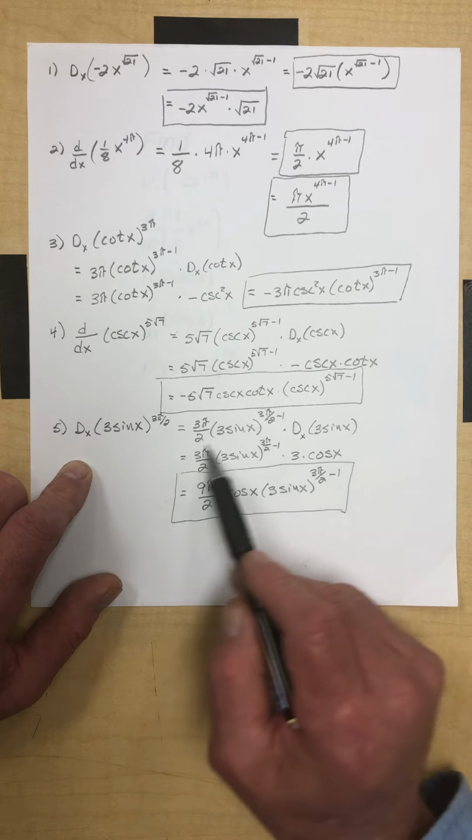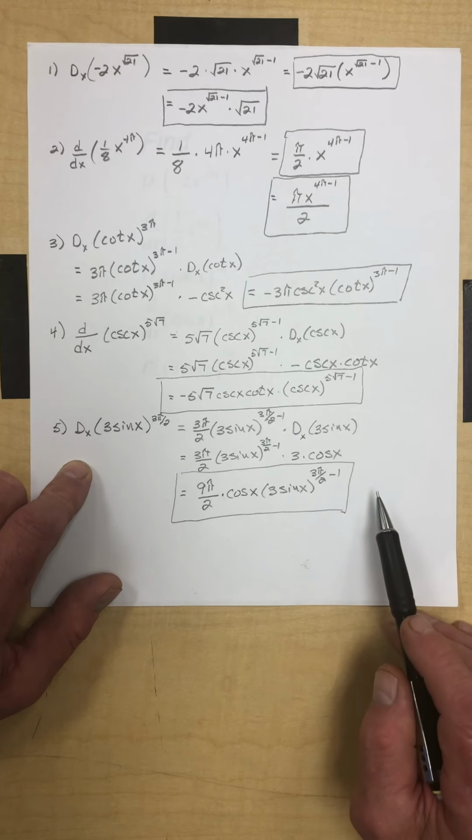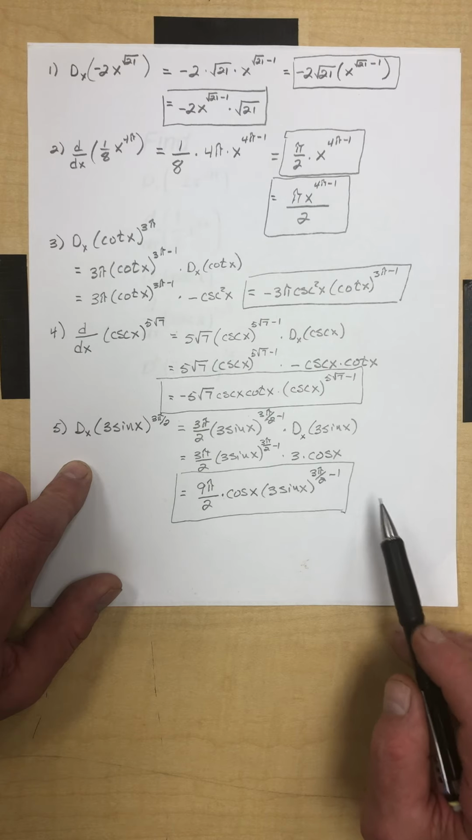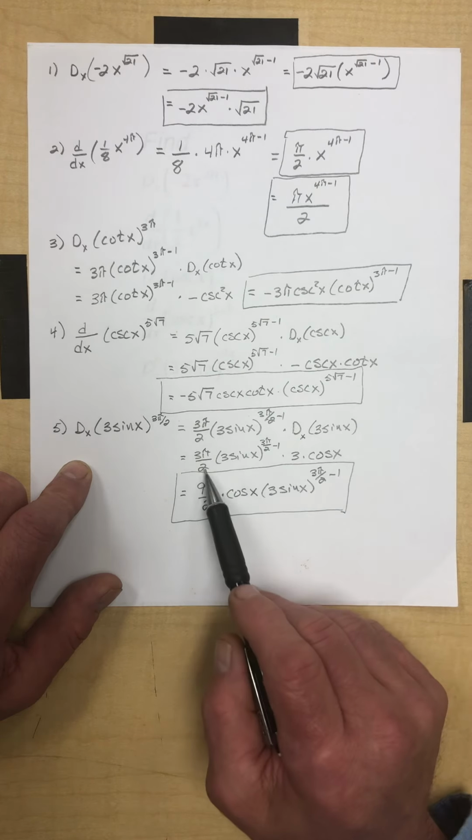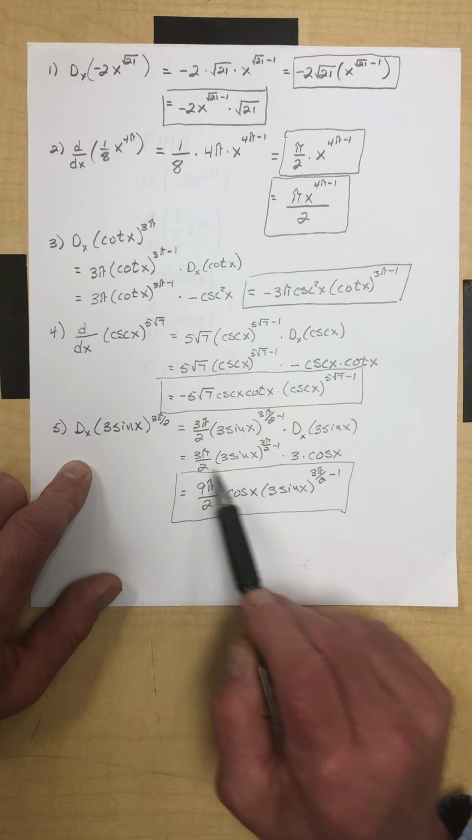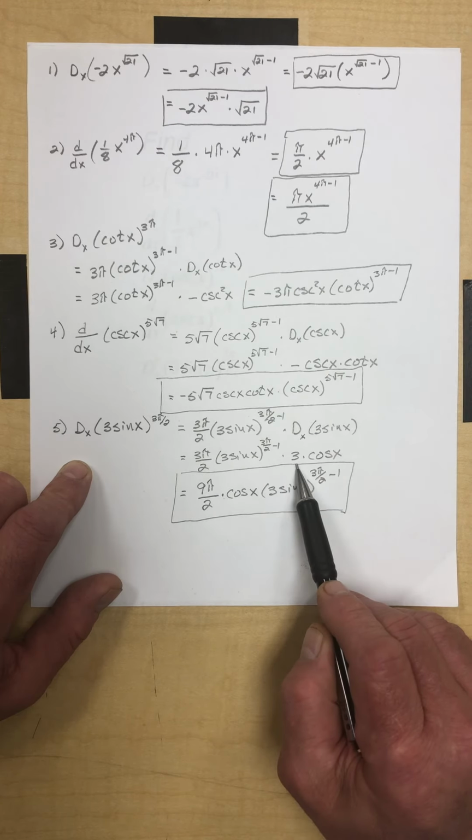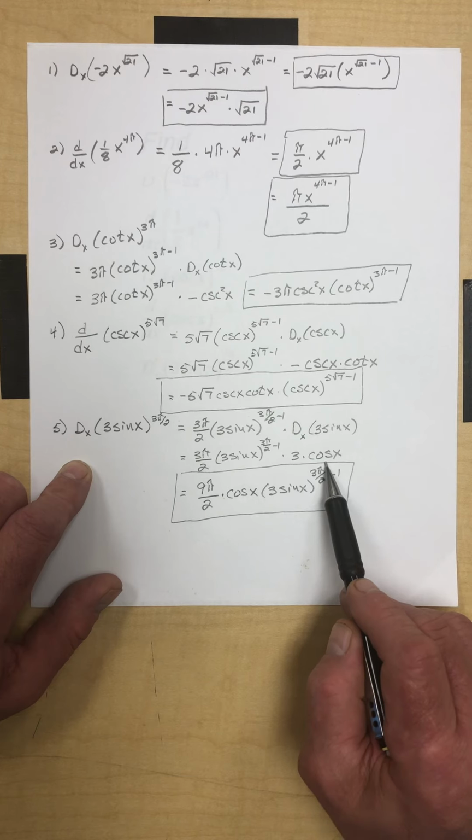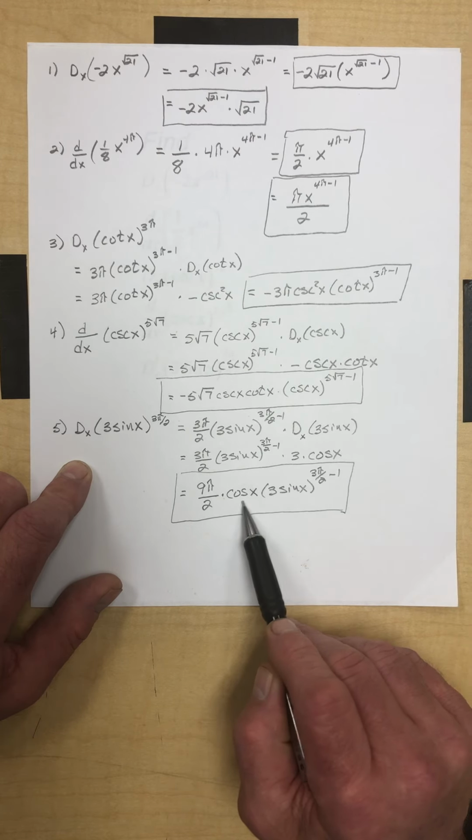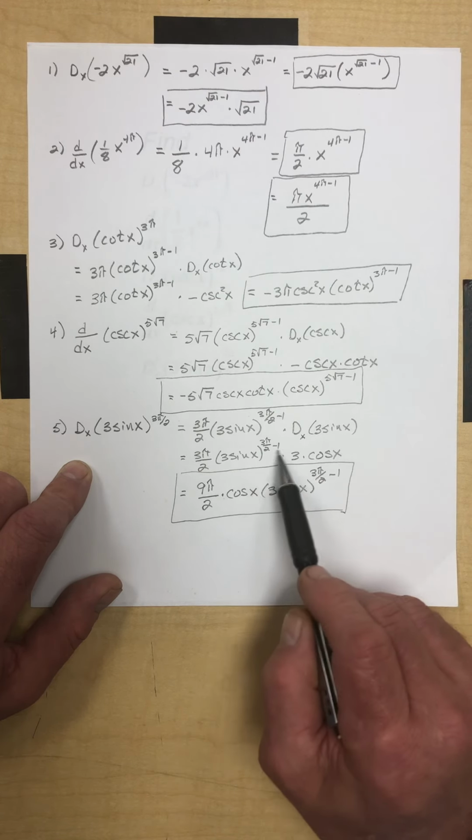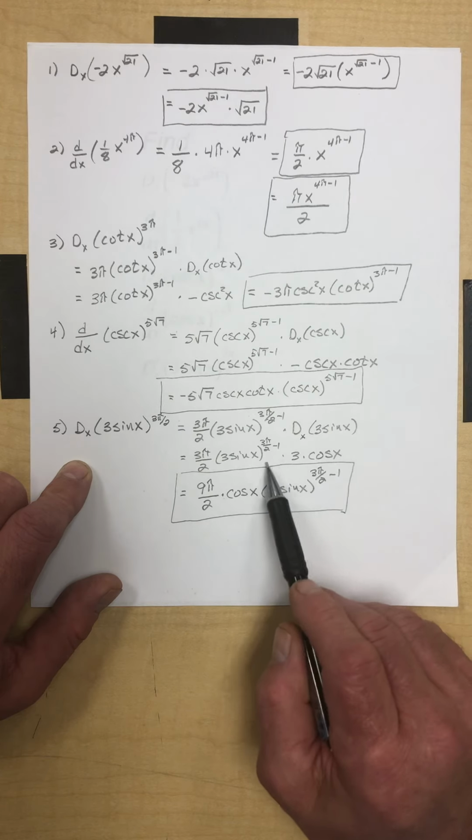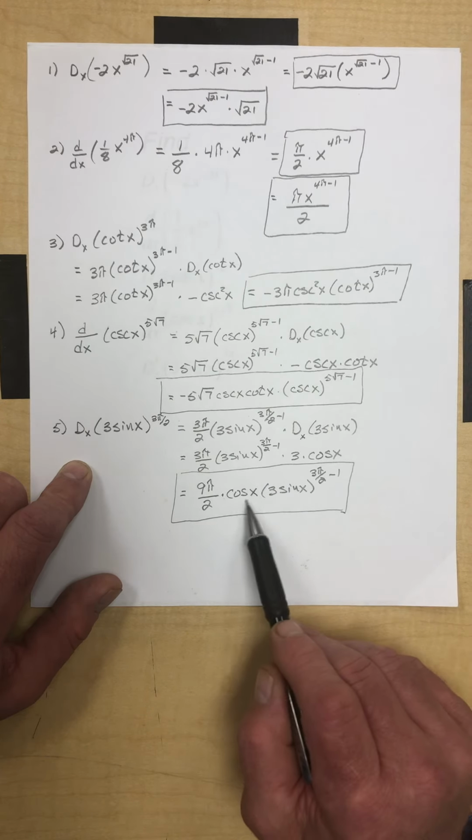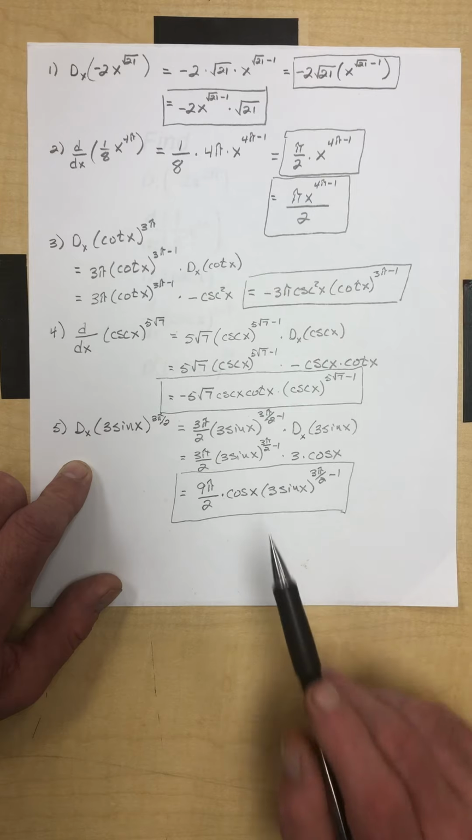Right here, we're done with all the nuts and bolts. It's just a matter of putting it in a form that we want it to be in. I would take this constant multiplier, 3 pi over 2, and this constant multiplier of 3, and multiply them together to get 9 pi over 2. Then I chose to put the cosine of x out front, and then 3 sine of x to the power 3 pi over 2 minus 1. But clearly you could switch these two around.